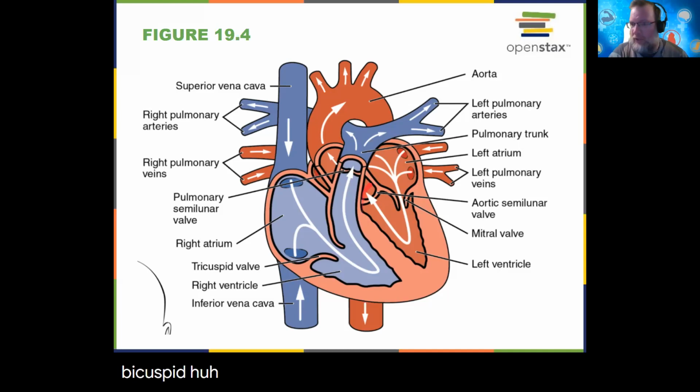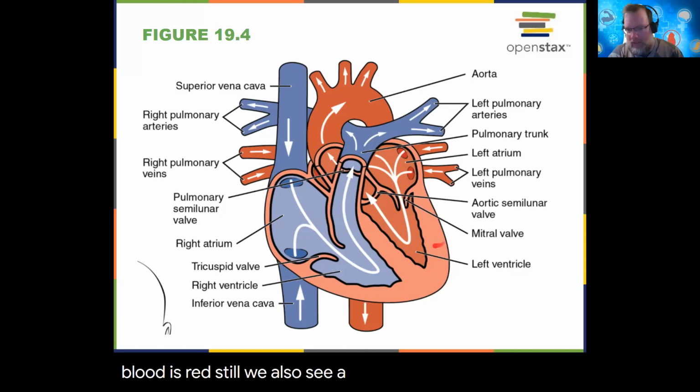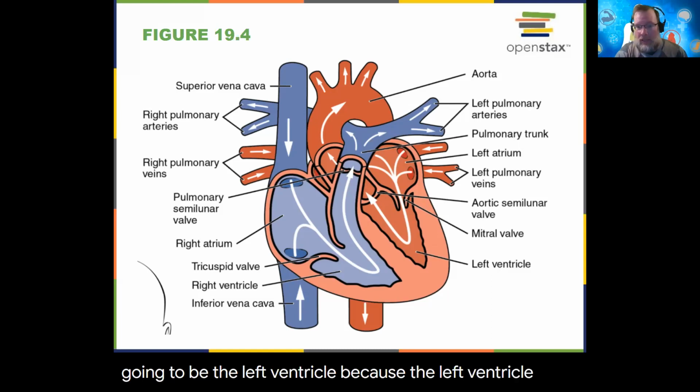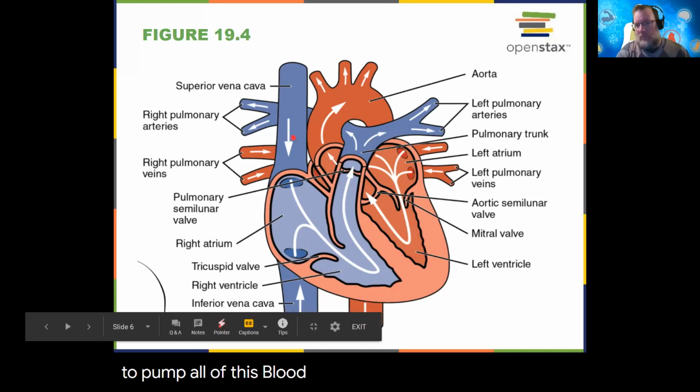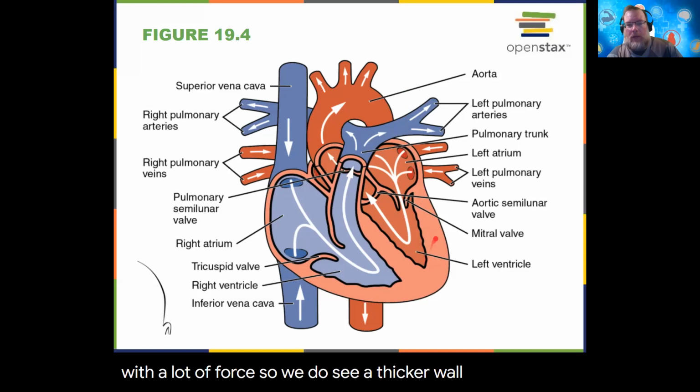We're finally into the left ventricle. Notice the blood is red still. We also see a very thick wall. It's the thickest wall. You may be asked, which chamber of the heart has the thickest, most muscular wall? That's always going to be the left ventricle, because the left ventricle has to pump all of this blood out to the body, all the way to the tips of the toes. Of course, gravity helps, right, when we're standing upright, but regardless, this left ventricle pumps with a lot of force. So we do see a thicker wall on the left side.